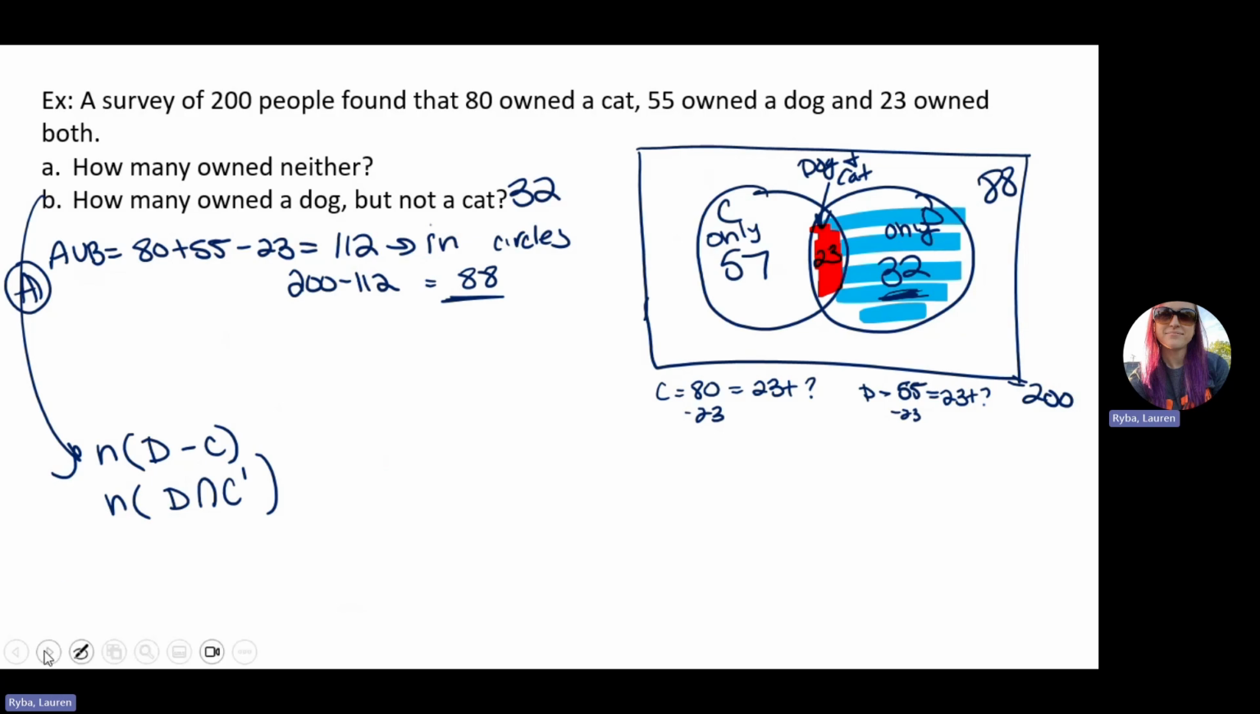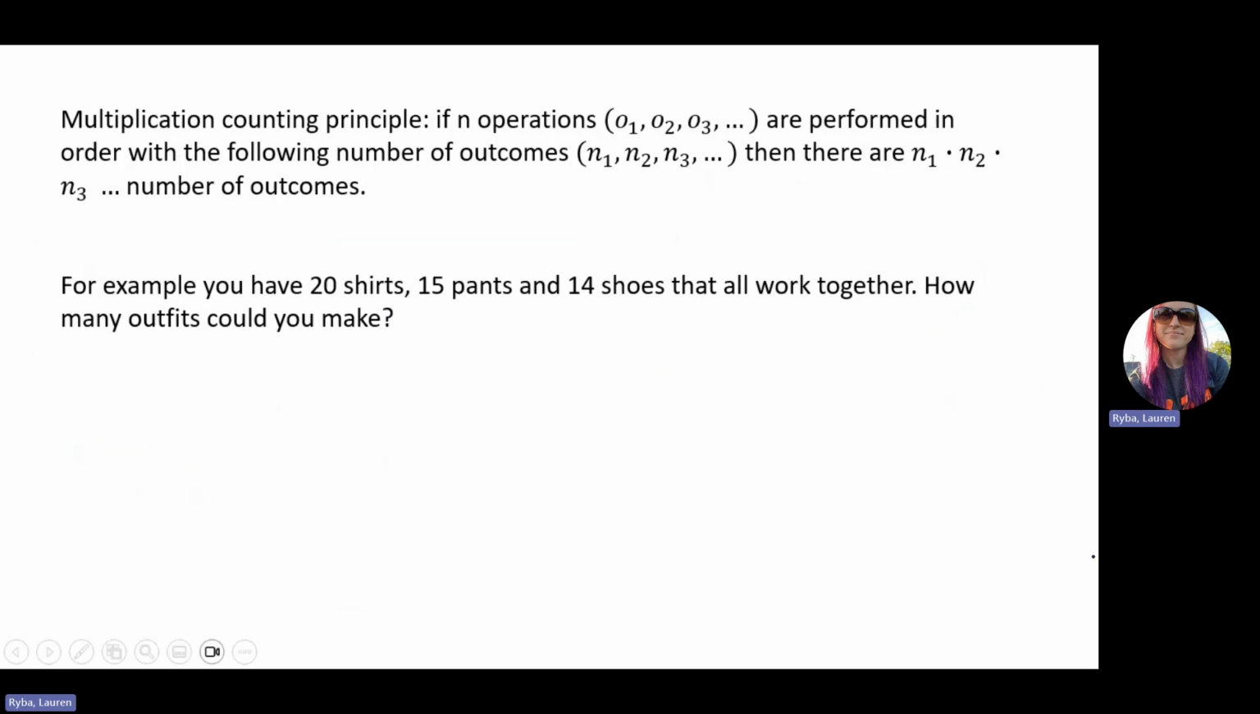Okay, so then I'm going to go to one other concept we're going to talk about here, which is called the multiplication counting principle. Basically, we are making a sequence of choices, and I need to multiply the number of possibilities of each choice all the way through. So if n operations, O1, O2, O3, and so forth, are performed in order with the following number of outcomes, N1, N2, N3, and so forth, then there are N1 times N2 times N3, and so forth, outcomes.